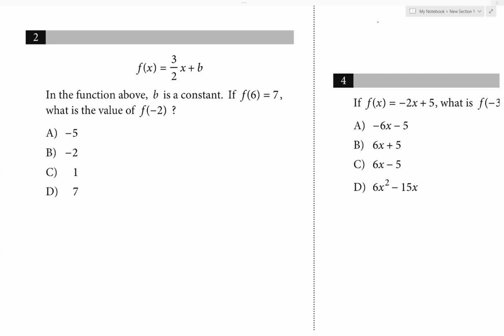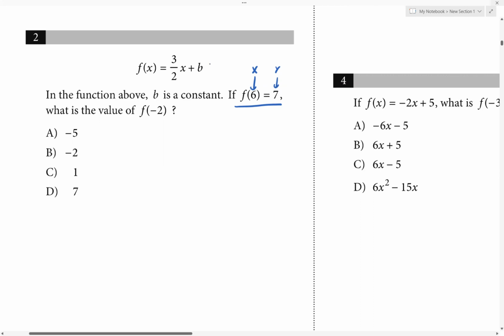And they give us this here. We know f of 6 equals 7. So if you recall how a function works, inside the parentheses is the x value that we plug into the function, right? And whatever it equals is the y value that we get. So 6 is the input, 7 is the output. When you plug in 6 for x, the whole function has to equal 7. That's what it means.